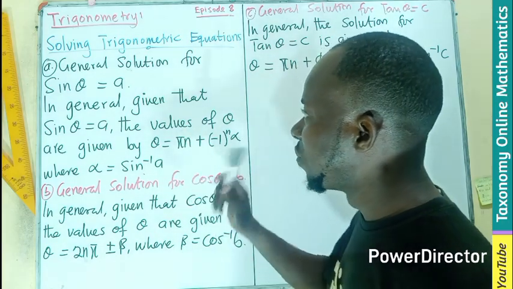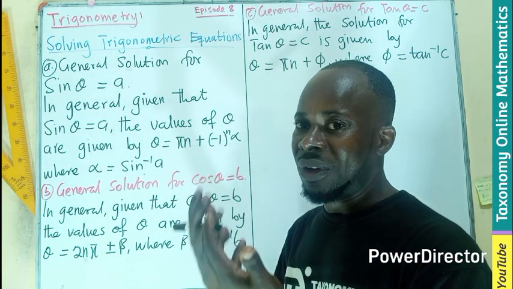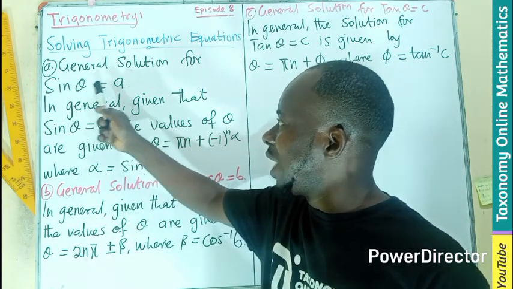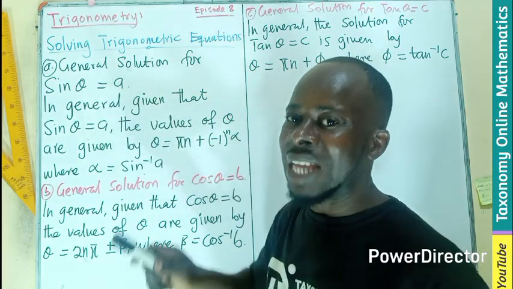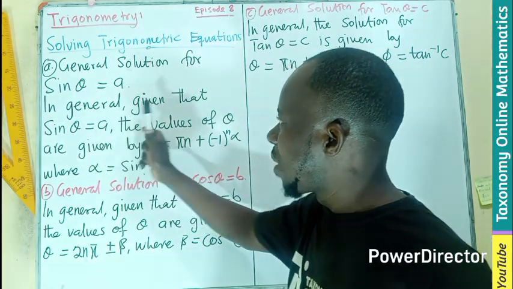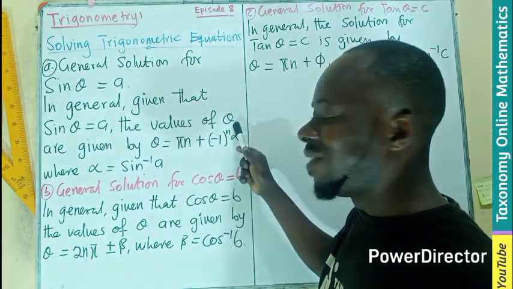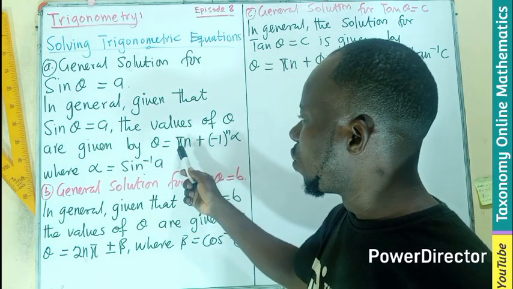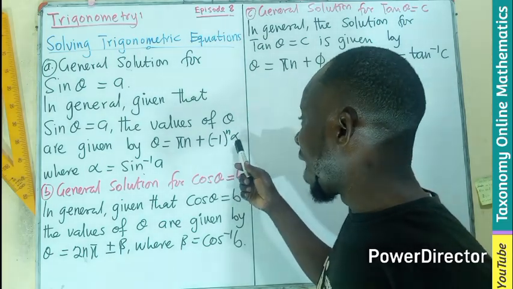So for a general solution for sine theta equals A, meaning if I'm given a question and I solve, and my final representation becomes sine of the angle, let's say sine theta equals 4 or 1 or half, how will I present the value of theta, which we know in this case to be sine inverse of A? In the general form, the various values of theta are given by theta equals pi n plus negative 1 to the power n times alpha.